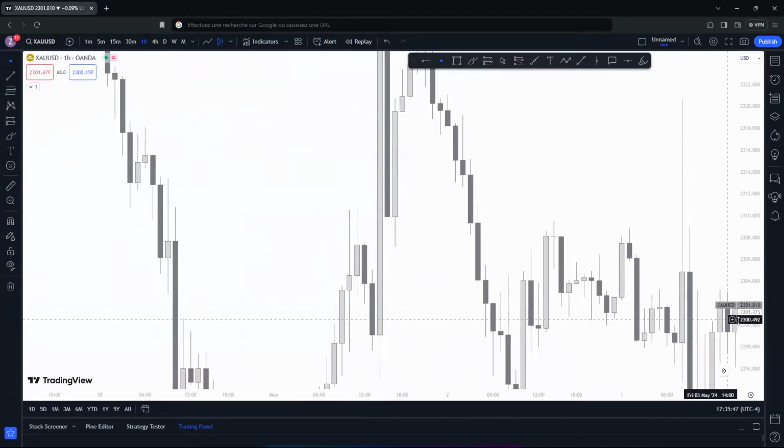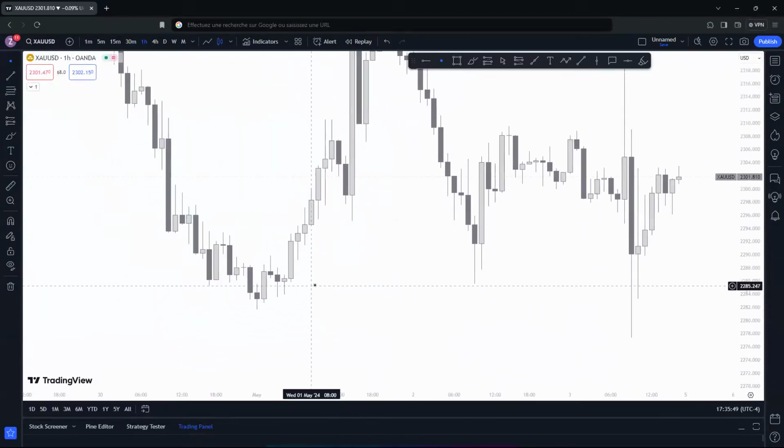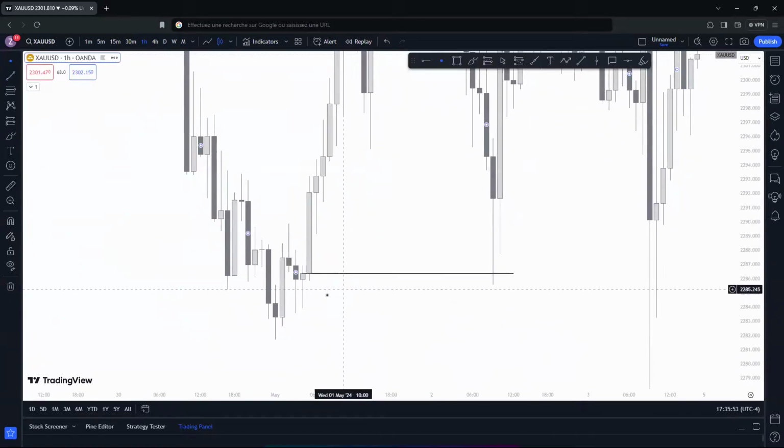Now let's take a look at some other examples. So here that is on H1. This H1 gap right here.